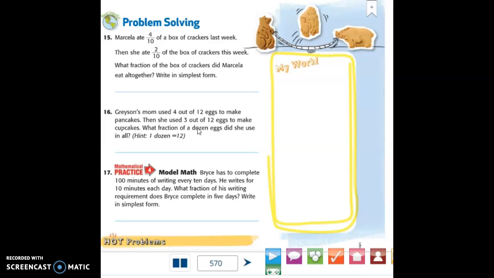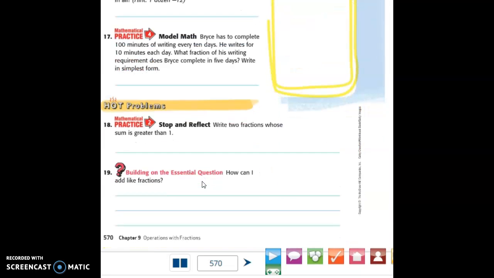So solve that. This one is sort of a two-step. I'm guessing some people skip over steps in their head. Bryce has to complete 100 minutes of writing every 10 days. He writes for 10 minutes each day. What fraction of his writing requirement does Bryce complete in 5 days? So basically, he completes 10 minutes out of 100. So there's your first fraction. And then you need to do that for 5 days. So that's technically 2 steps to complete this problem.